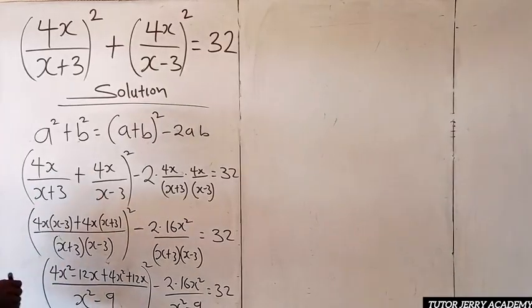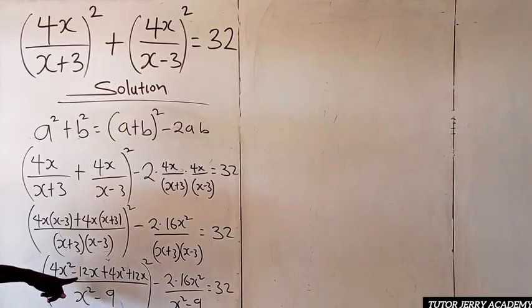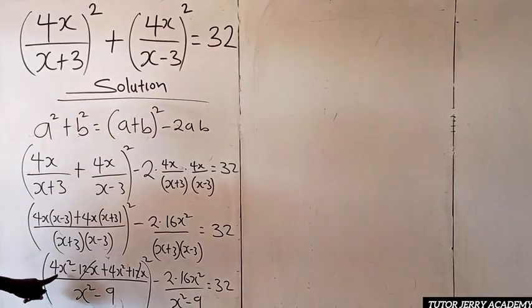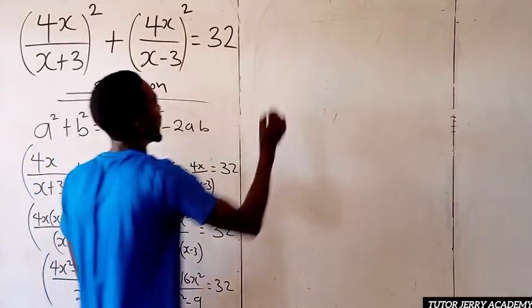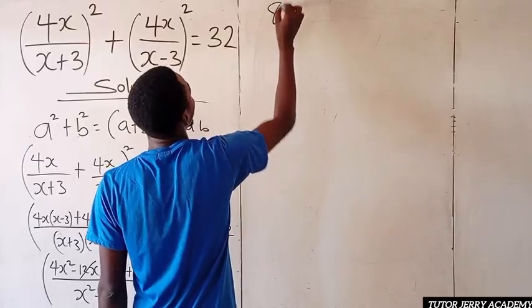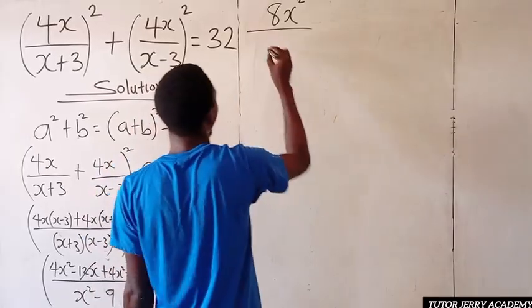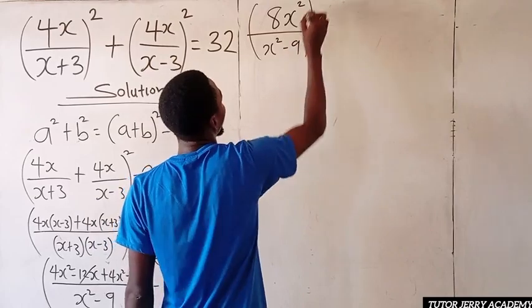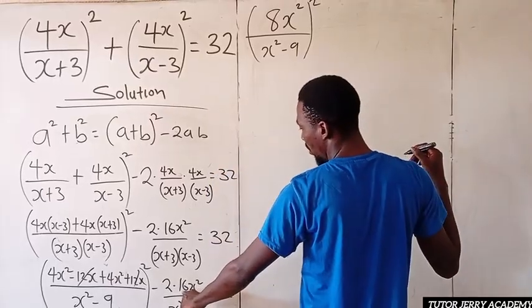32. All right. So now, the next thing that we are going to do is this. Here we have minus 12s plus 12s. We cancel out. So here now we are going to have 4s squared plus 4s squared. That is 8s squared. So we are going to have 8s squared here, all over s squared minus 9, all squared.